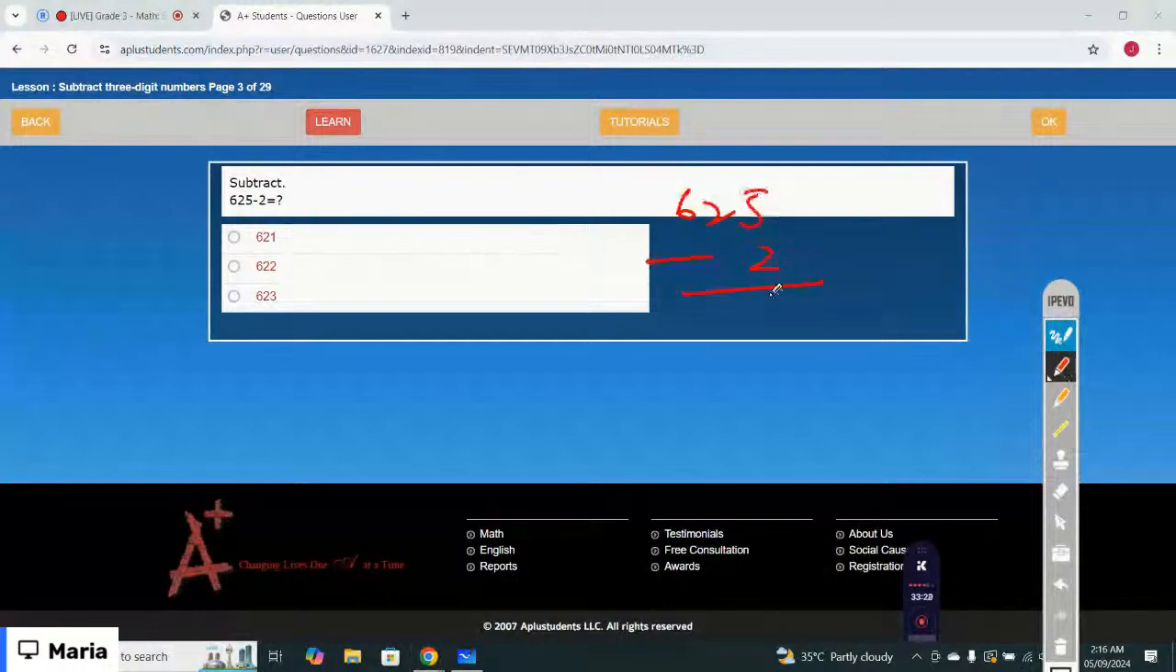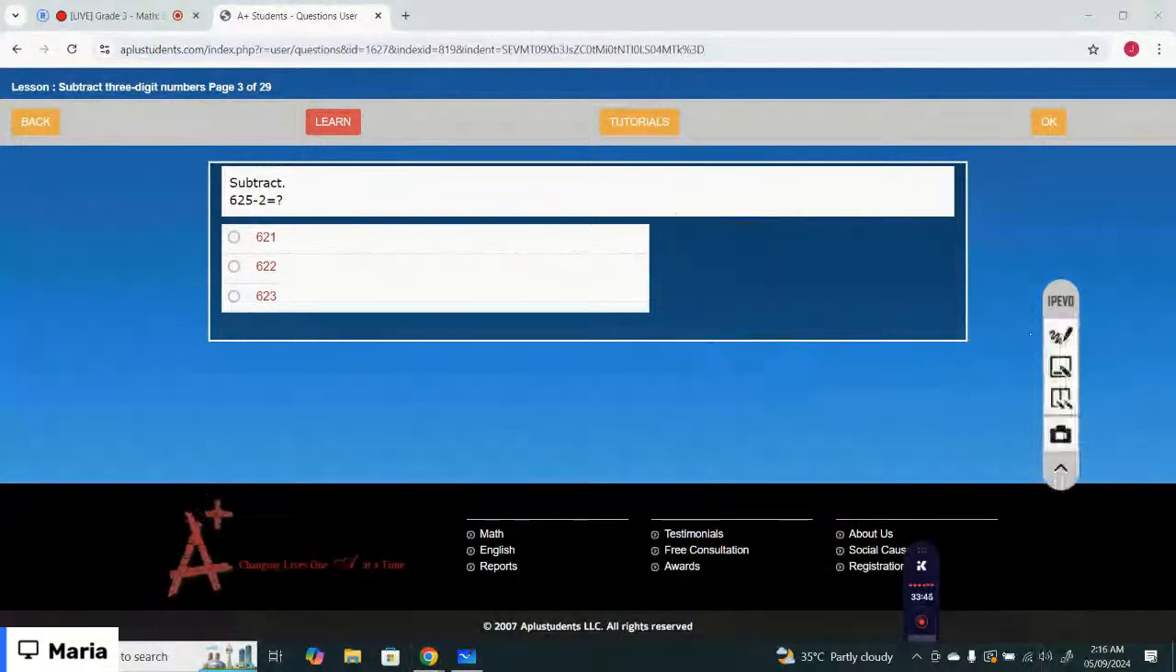5 is greater than 2. You can do 5 take away 2. 5 take away 2 is 3. You need to bring 2 down and 6. So that is 623. The correct option is option number 3. Right? Option number 3 is the correct option. That is 623.